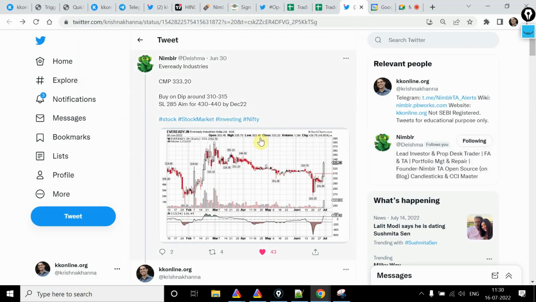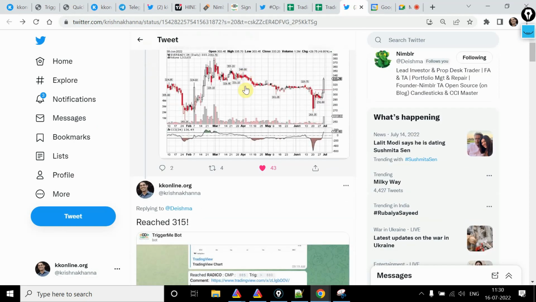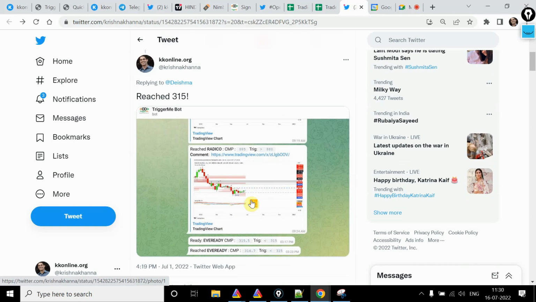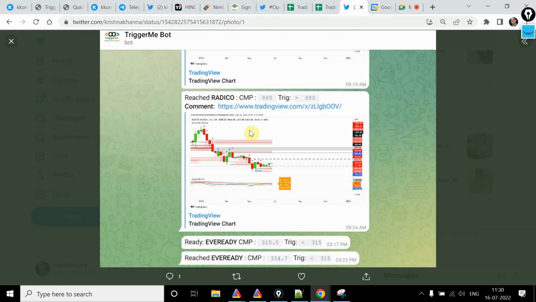In this case, Dishma did this analysis and he mentioned that a dip around 310 to 315 would be good to enter, right? Now I know this is the level I would like to enter at. What happened? This is 30th of June, right? What happened on 1st of July? On 1st of July, I got a reached alert for Radico, which was probably another alert of mine, and it gave you the same chart which I had put.